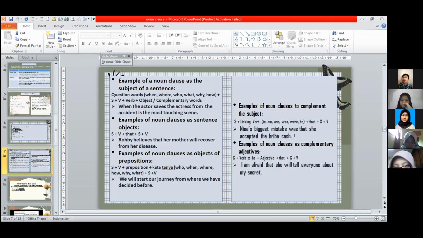Example of noun clause as complementary adjective. I'm afraid that she will tell everyone about my secret. In here we use the formula subject plus verb to be plus adjective plus that plus subject plus verb.